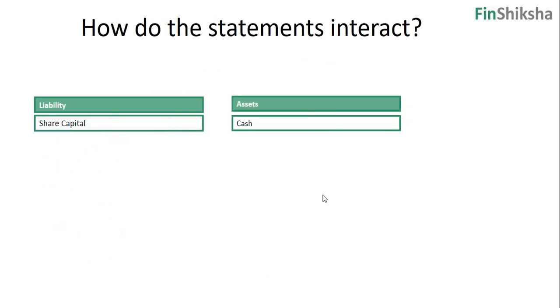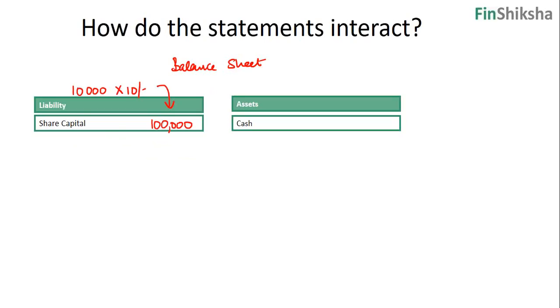So let's understand how these statements interact with each other, right? So let's take the balance sheet, for example, and let's say we start a business. When we start a business, we could be borrowing money from someone. We have to borrow money from somewhere. So let's say we take a share capital from somewhere. And let's say we take a share capital of, for argument's sake, 1 lakh rupees, right? How do you typically get share capital? You issue shares. So shares are issued as 10,000 shares of 10 rupees each. That gives you a share capital of 1 lakh rupees.